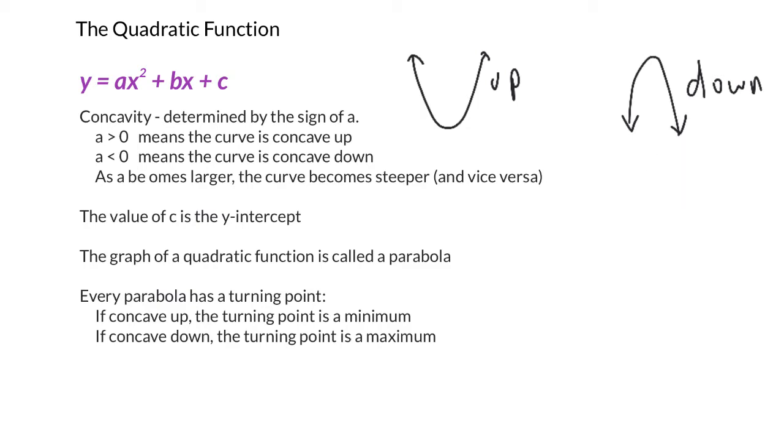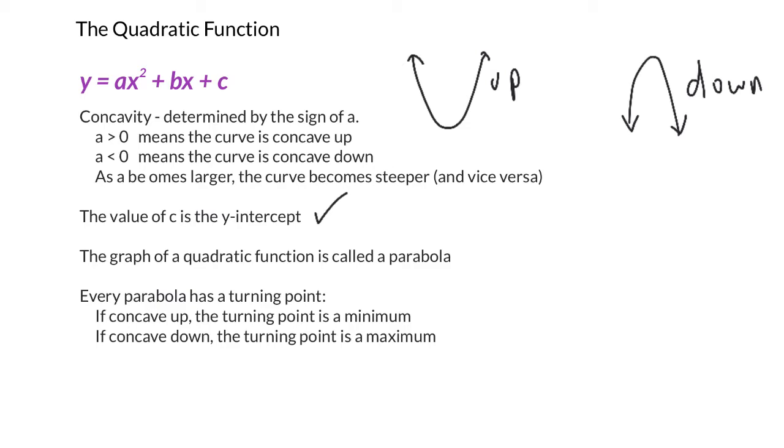The value of c, that number that's at the end by itself that doesn't have x with it, is the y-intercept. Okay, any parabola always has a y-intercept. Now, a parabola may have 1, 2, or 0 x-intercepts. The y-intercept, of course, is where our curve hits the y-axis. The x-intercept is where the curve hits the x-axis. So it could have maybe 0, 1, or 2 x-intercepts, but it always has a y-intercept.